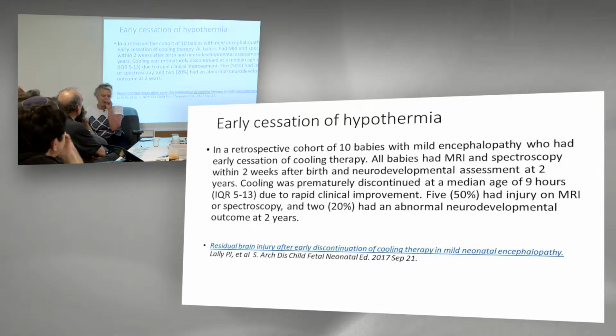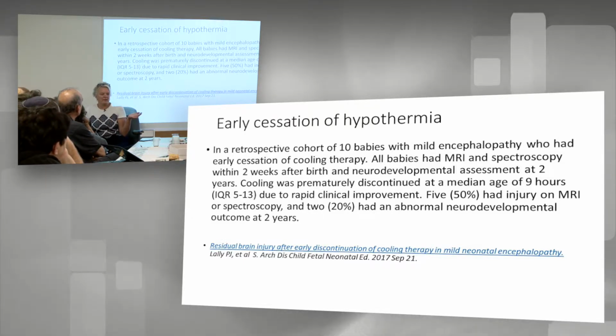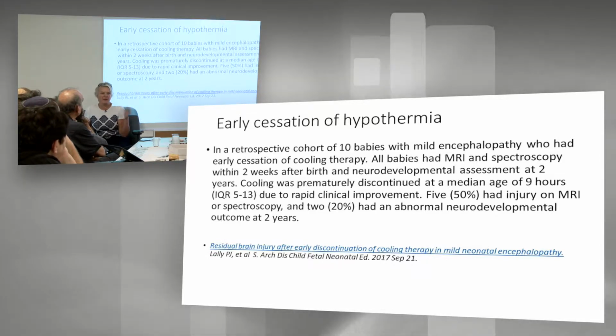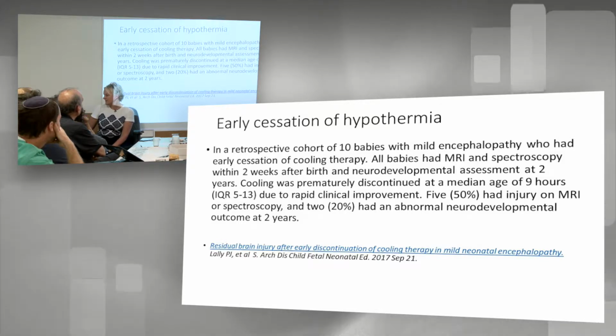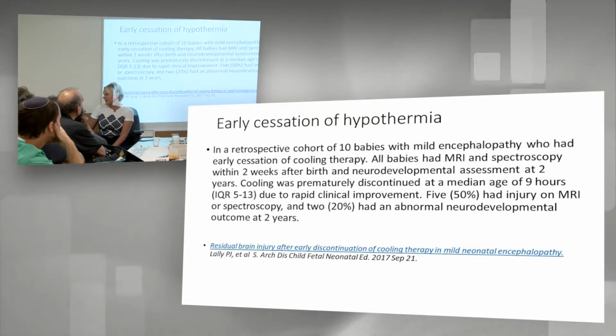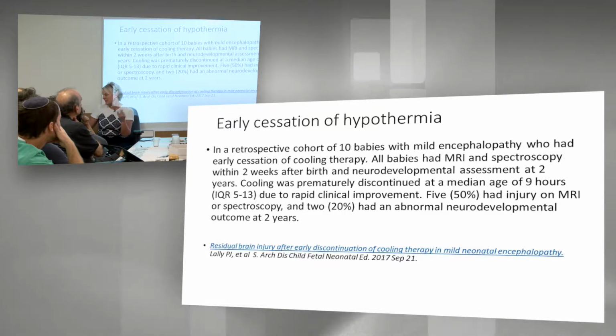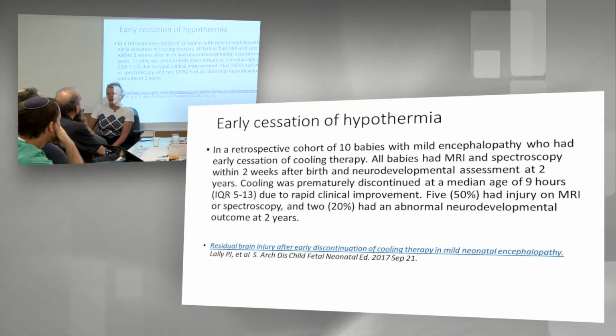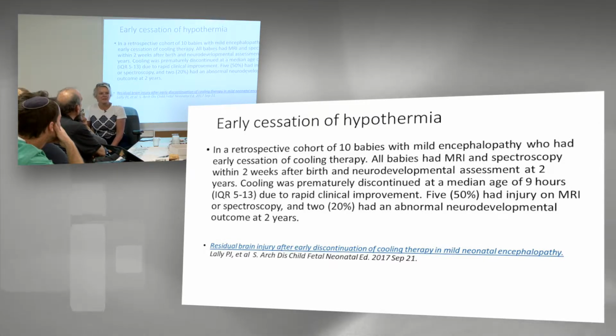So some people have said, well, just start cooling in these mild babies and maybe stop early if they look good, because maybe it was a soft call, you know, you didn't really need to cool them. So this is one recent study that was published in 10 babies with mild encephalopathy where the cooling was stopped early. But then they went on to do MRI and spectroscopy within 2 weeks. And what they found was that when the cooling was stopped early, due to this rapid clinical improvement, half the kids had injury on MR, and 2 of them already had abnormal outcomes at 2 years.